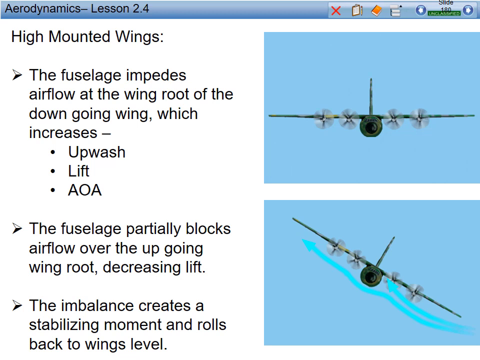High-mounted wings. When a high-mounted wing aircraft encounters a lateral side slip, the fuselage impedes the airflow at the wing root of the downgoing wing. This increases upwash, which increases angle of attack, thereby increasing overall lift on the downgoing wing. The upwash encountered on the downgoing wing crosses over the top of the fuselage and becomes downwash on the upgoing wing. This downwash decreases lift on that upgoing wing, which causes an imbalance that creates a stabilizing moment and rolls the wings back level.